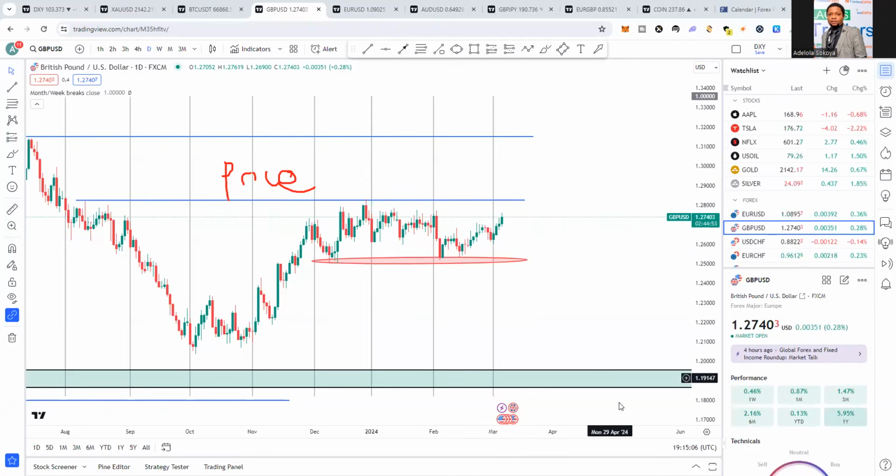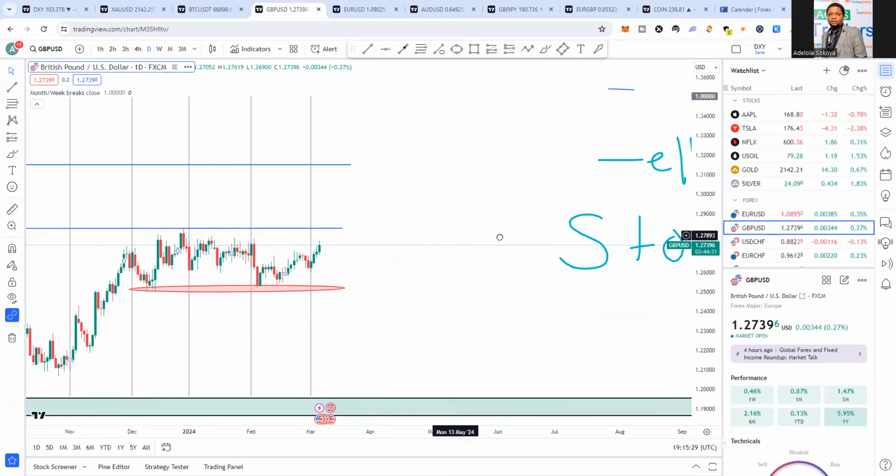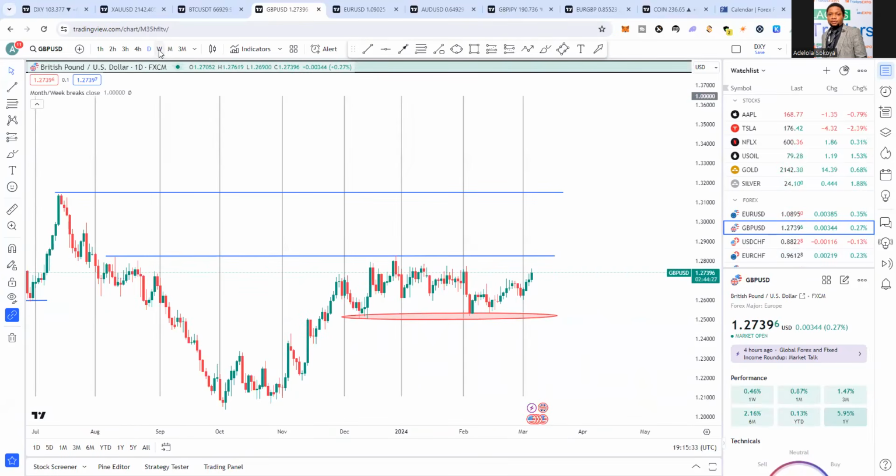All right, like I said, price action actually tells a story. It tells us the story of the chart. So as a trader, you want to understand what that story is. That is exactly what you want to understand. What is the story of this chart? What is this chart telling me? You want to look at the chart and say, what is the chart telling me?